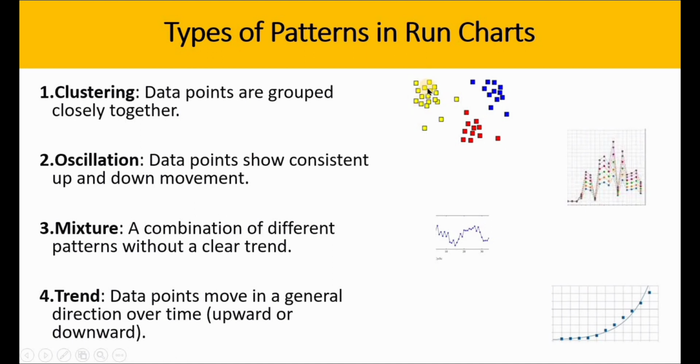Clustering pattern, when the data points are grouped closely together. Oscillations, when the data points consistently show up and down movement, we call it an oscillation pattern. Mixture, a combination of different patterns without a clear trend. Trend, a general direction in which the data points are moving over time, either upward or downward.